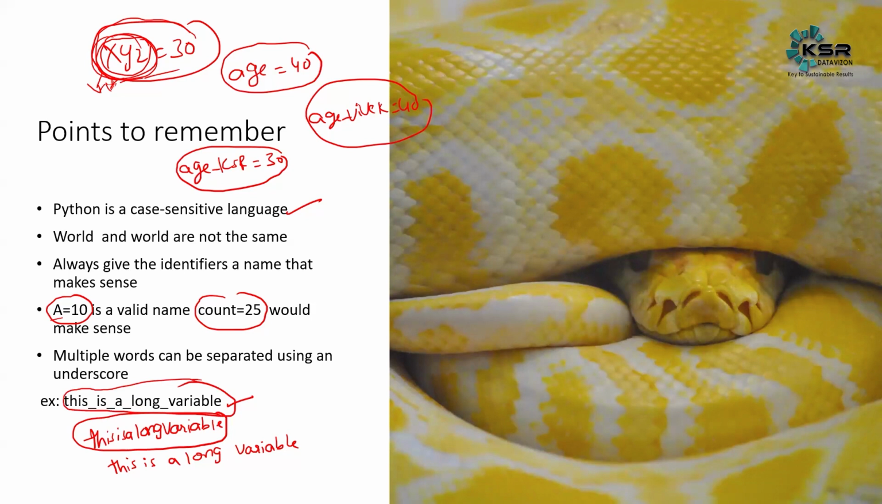This is a long variable of the given data. This is a long_variable of the given data. All right. Now, any questions, guys? Any doubt? So these are the identifiers. Now, are you clear about the keywords and identifiers? Any doubts about the keywords and identifiers? Clear, sir.